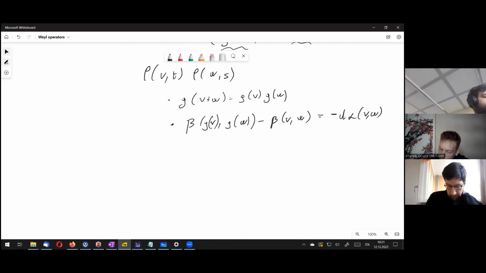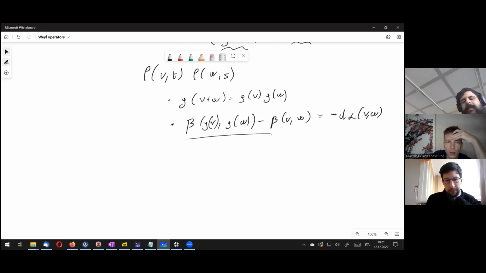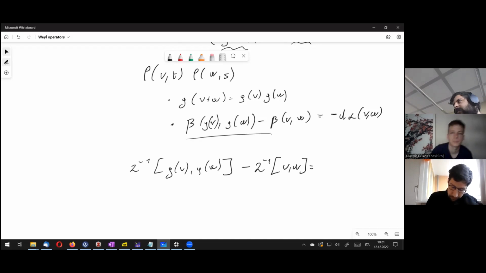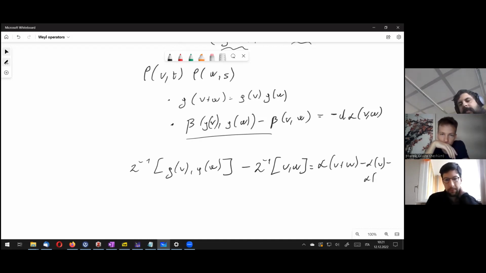So we can forget about this notation now and go back to the symplectic form. Namely, consider this relation here when we rewrite explicitly this beta, just to make things clear. This is 2 to the minus 1 G B G W minus 2 to the minus 1 BW, and just write explicitly what is this alpha. This is alpha of B plus W minus alpha of B minus alpha of W.